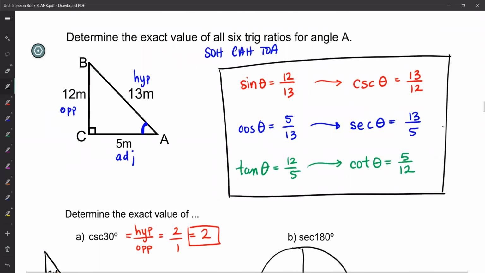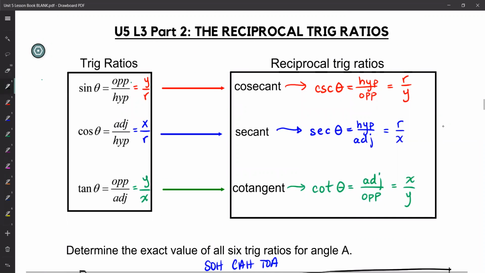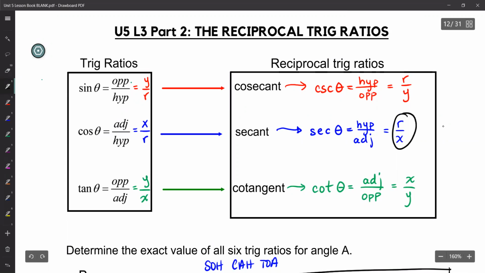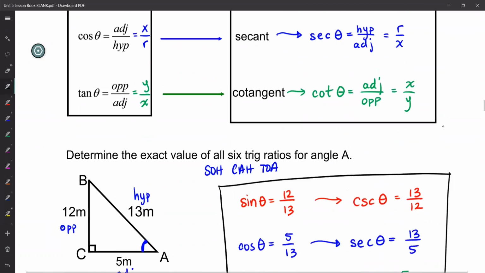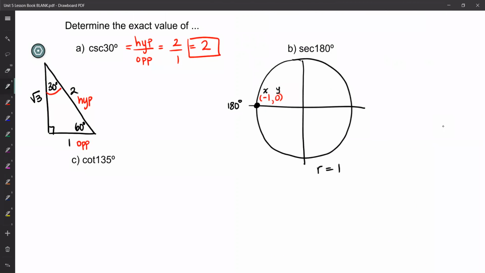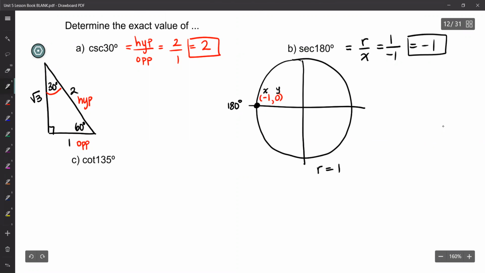So looking up here, we said that secant, being the reciprocal of cosine, will be r over x. So if I'm doing secant of 180, I'm doing r over x, which in this case is 1 over the x coordinate at 180, which is negative 1. So we'll get negative 1 for the secant of 180.